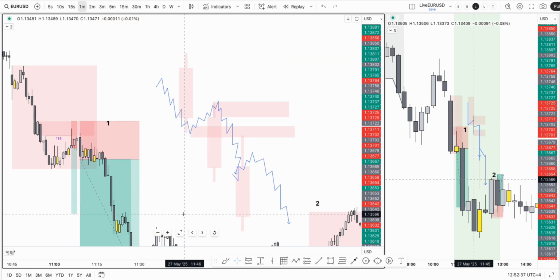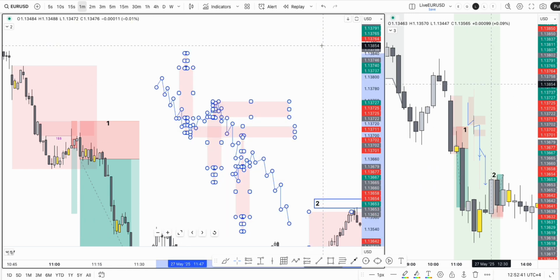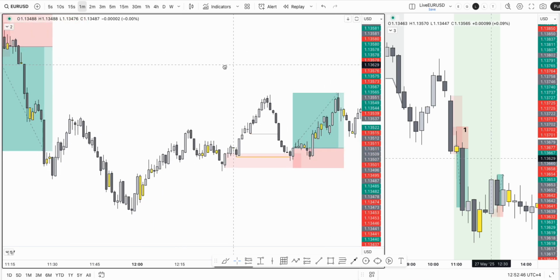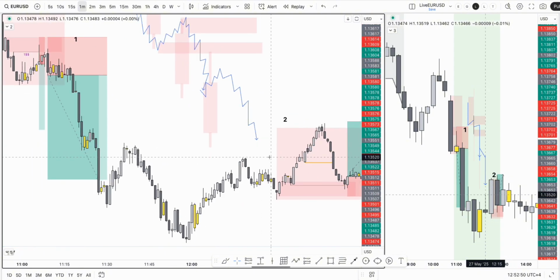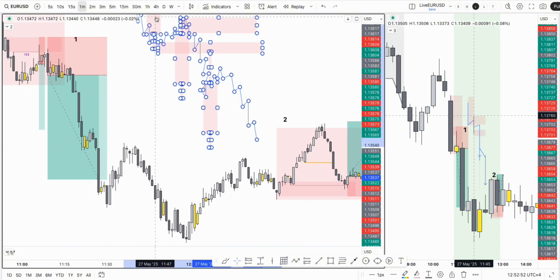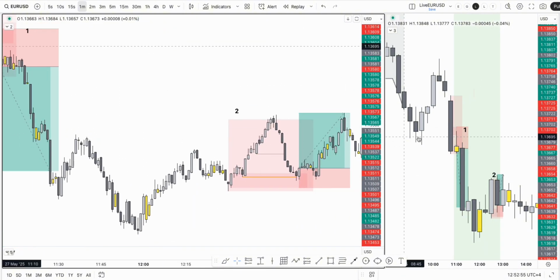Now let me clean this a little bit for you all. Give me 1 second. Let me clean all of that. Boom. So let's look at another trade that we have here. Let me clean that for you guys. All are gone. So let's look at another trade.